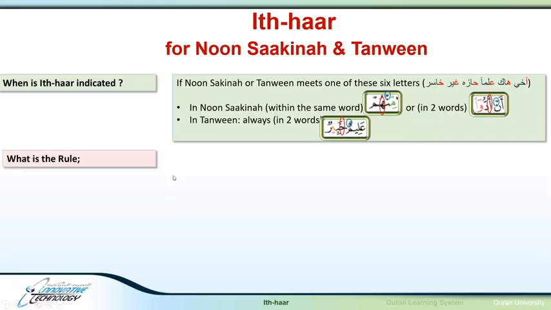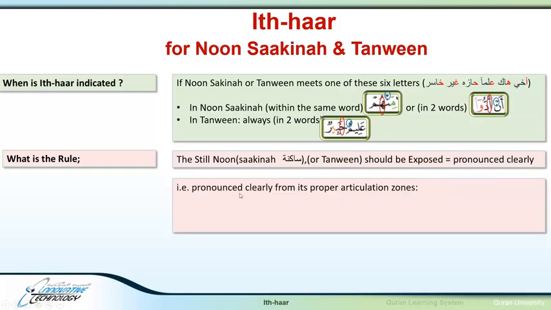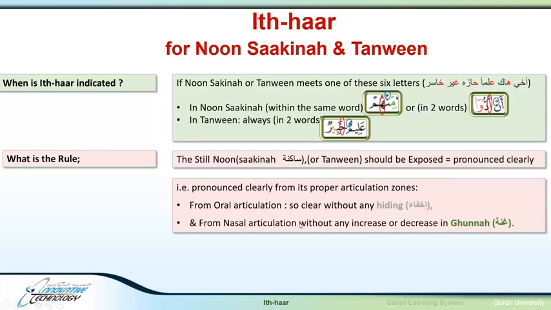So what's the rule? What happens if nun sakinah or Tanween meets these letters? It should be exposed, meaning pronounced clearly from its proper articulation zone, from the oral articulation so clear without any hiding, and from the nasal articulation giving it ghunnah but without an increase or decrease in the ghunnah. Give it the normal ghunnah for the nun.